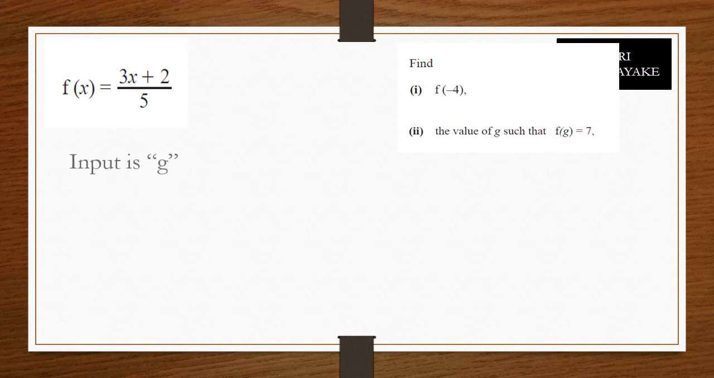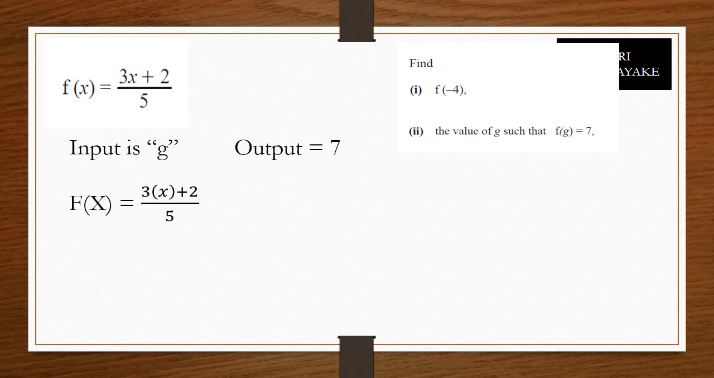Let's work it out. You input g, output is 7. Then when you input g into the function, output becomes 7. f(x) is the output, x is the input. You're going to input g, the output became 7. Now we are going to use a bit of algebra and simplify to find what g is.